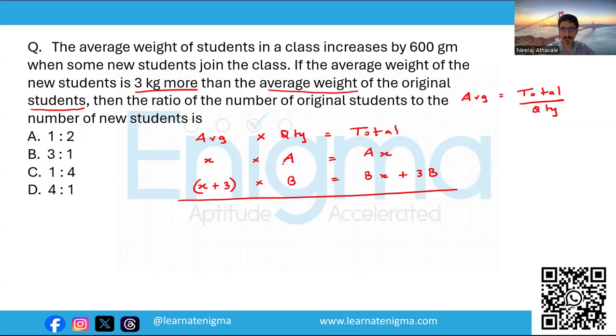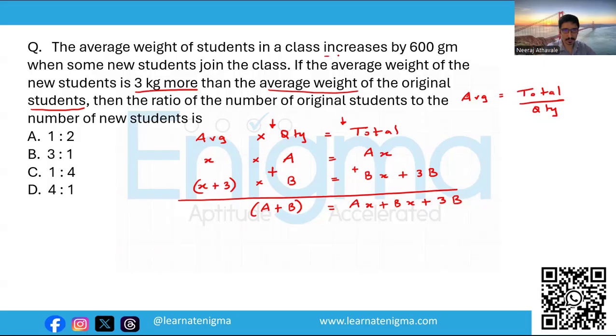Now we are combining these two groups of students. So always remember the quantity column and the total column can be added or subtracted. In this case, we are combining the two groups, so it will be added. So the quantity in the combined group will be A plus B, and the quantity of the total will be AX plus BX plus 3B. We are adding the column of total.